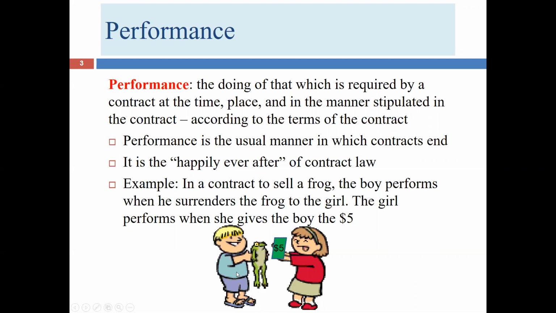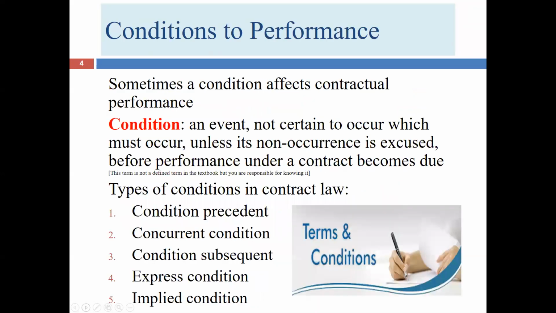In this case, we have Bobby. He's got a lovely little frog here. He's selling it to Sally, and Sally has $5. Bobby is performing his contractual obligation by surrendering the frog to Sally. Sally is performing under the terms of her contractual obligation by giving Bobby $5. That is a successful contract. Both parties have consideration. I guess you could say that the performance is the completion of the consideration that you promised to perform. Okay, so let's go to our next slide.